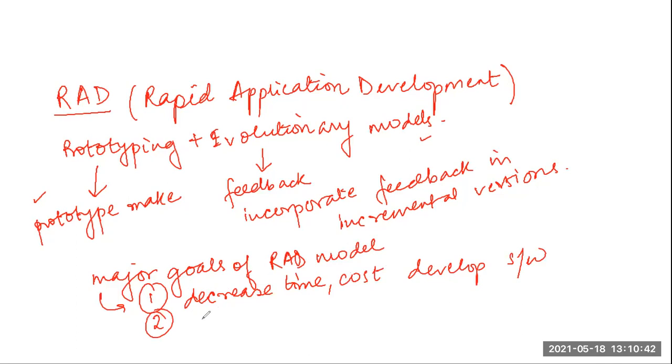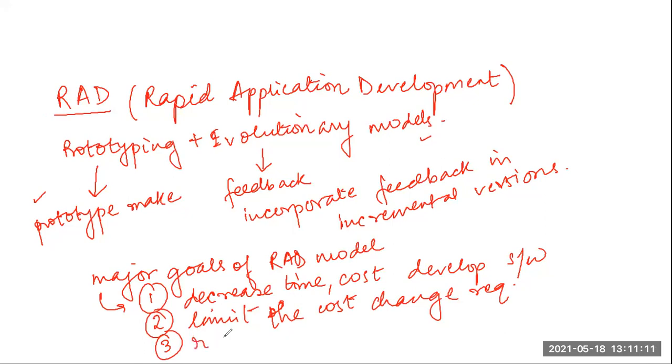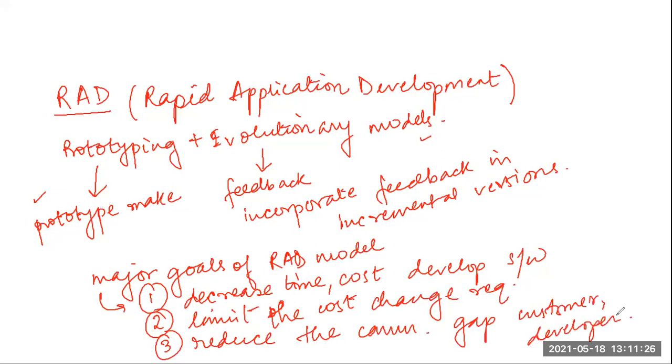The second goal was to limit the cost of accommodating the change requests. With each and every change request that needs to be incorporated, a cost is associated. So this model aimed at reducing the cost associated with accommodating the change requests coming from the feedback. And the next goal is to reduce the communication gap between the customer and the developer. At each and every step, the developer used to brief the partially made product to the customer. The customer used to check and give feedback. Then again, the developer would give the partially made product. So constantly.